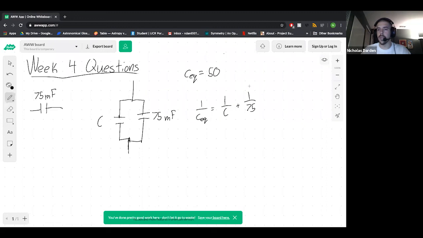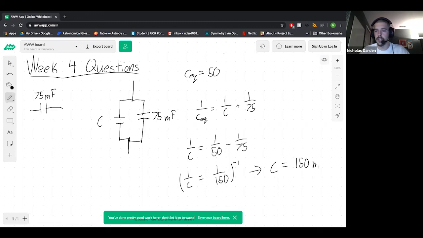And then we just rearrange how we want it to be. So now 1 over C is equal to 1 over 50. I'm just plugging in the 50 for C equivalent. And then we subtract the 1 over 75 over. And then we need to continue to combine these two. So we're going to have 1 over C. This will become 1 over 150. And then if we just take the inverse of both sides, we're going to get that the capacitor we would need to combine it with is 150 millifarads.